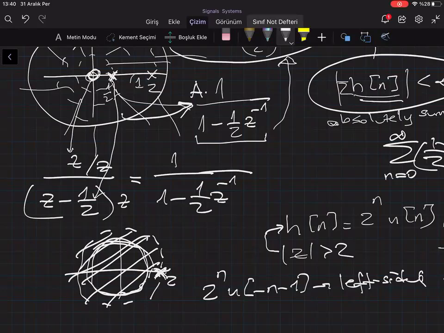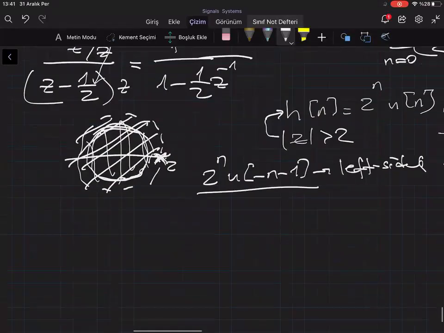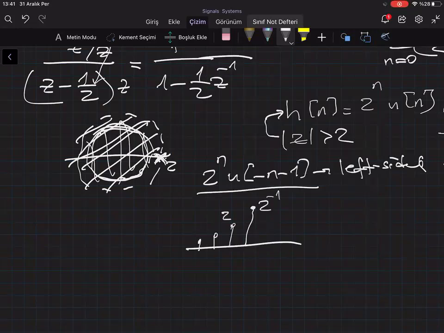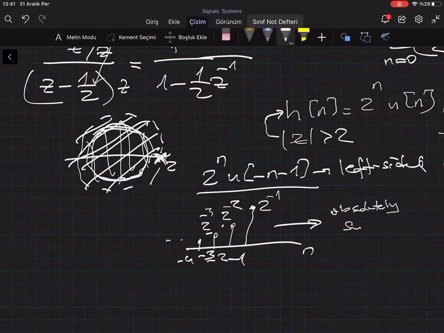If I'm shading inside, is this now stable? Yes, it is. If you draw it, it will be like 1/2, 1/4, 1/8, and so on: 2 to the power minus 1, 2 to the power minus 2, 2 to the power minus 3, and so on. So is this stable? Yes, because it is converging to a value. So this is absolutely summable. Which means if this is my h of n, then I can say that h of n, or my system, is stable because it includes the unit circle.